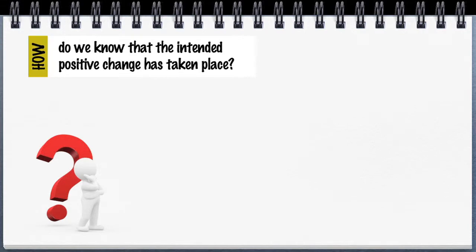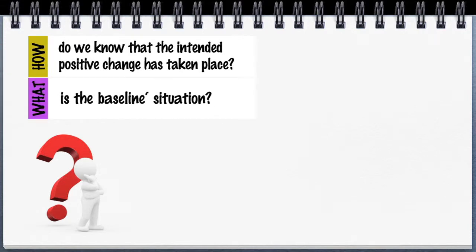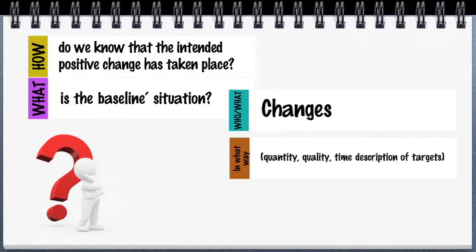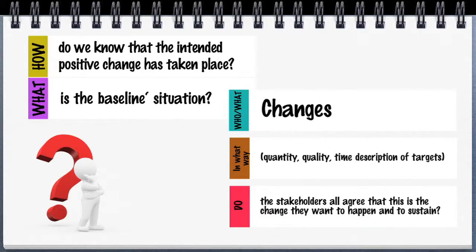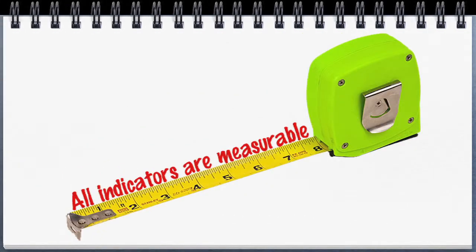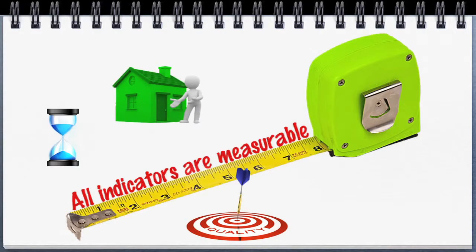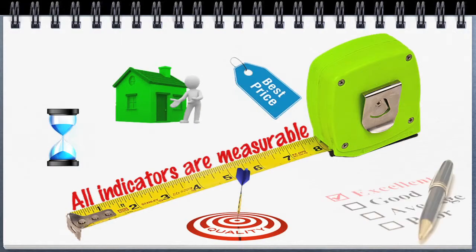To specify the indicators and change targets, ask: how do we know that the intended positive change has taken place? What is the baseline situation? Who and what changes? In what way? Quantity, quality, time description of targets. Do the stakeholders all agree that this is the change they want to happen and to sustain? Relevant, appropriate indicator. All indicators are measurable and expressible in numeric terms of quality, timeliness, access, cost, price, customer satisfaction.